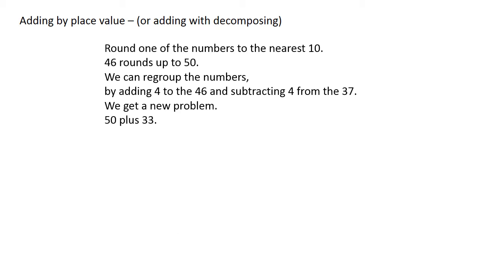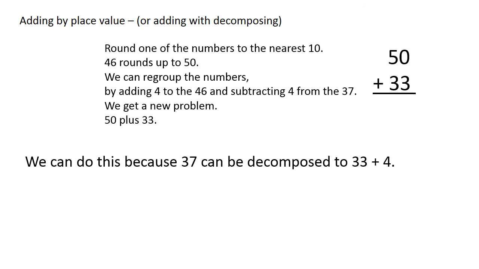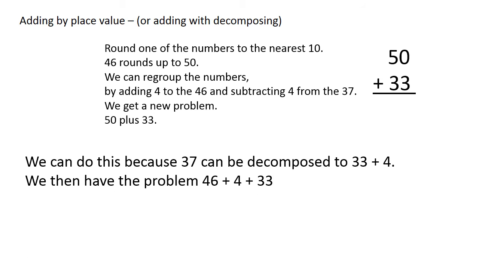46 plus 4 is 50. 37 minus 4 is 33. And our new problem is 50 plus 33. 0 plus 3 is 3. 5 plus 3 is 8. We can do this because 37 can be decomposed to 33 plus 4. We then have the problem of 46 plus 4 plus 33, which becomes 50 plus 33.